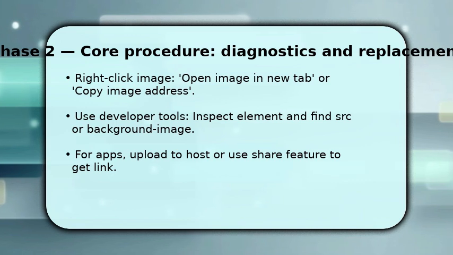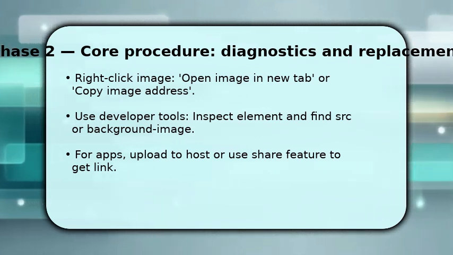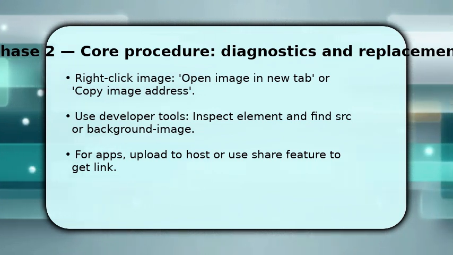to reveal the resource. For images inside apps or protected views, upload to a trusted host or use the app's share feature to produce a link. Once you have the candidate link, paste it into a new tab to verify it loads the raw image.